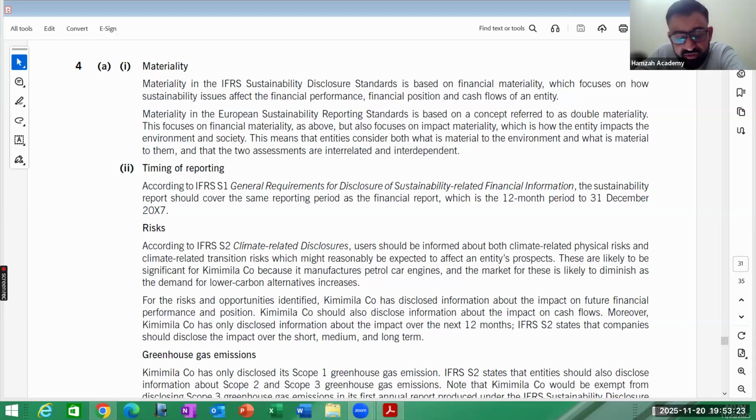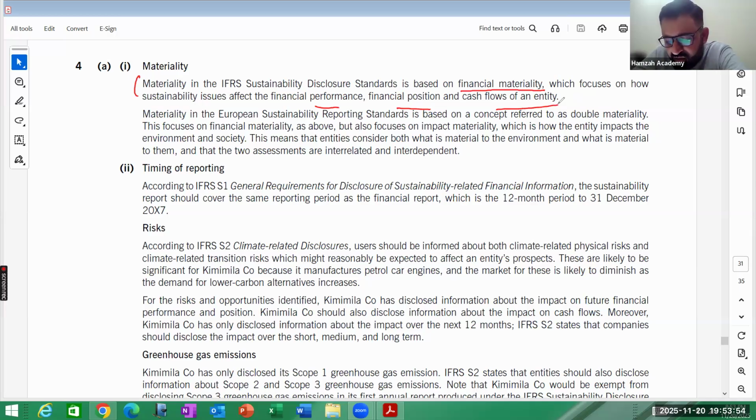So the IFRS sustainability disclosure standard, which we are following because we are followers of IFRS, in terms of materiality focuses only on financial materiality. Non-financial material issues they do not consider. So materiality in the IFRS sustainability disclosure standard is based on financial materiality, which focuses on how the sustainability issues affect the financial performance, financial position, and cash flow.